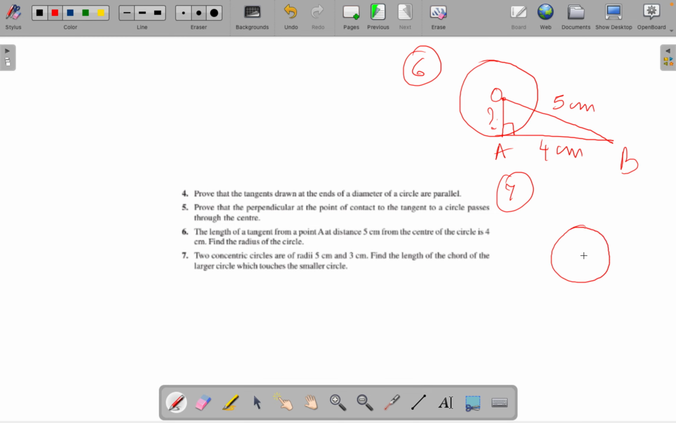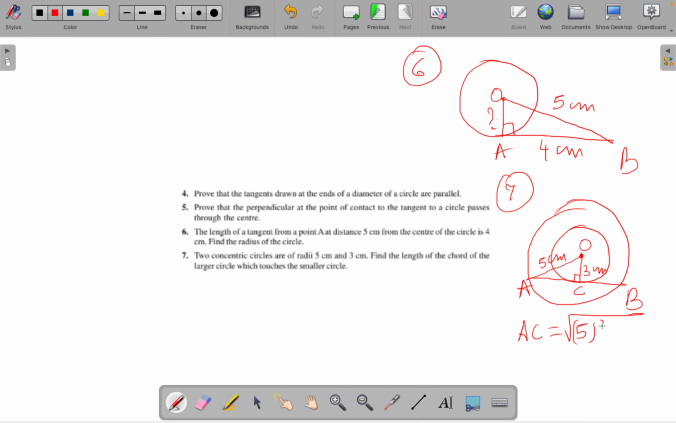Question number 7 also. टू कॉन्सेंट्रिक सर्कल्स. कॉन्सेंट्रिक सर्कल्स क्या होते हैं? ऐसे सर्कल्स जिनका सेंटर जो है वो कॉमन होता है. ऑफ रेडियाई, ऑब्वियसली बेटा एक का रेडियाई 5 है और बड़े वाले का ही 5 होगा और छोटे वाले का रेडियाई 3 सेंटीमीटर होगा. एंड वी हैव टू फाइंड द लेंथ ऑफ कॉर्ड. सपोज करो ये C है, आपको पता है अगेन यूजिंग थ्योरम 1 OC इज परपेंडिकुलर टू AB. अगेन आपका AC आ जाएगा अंडर रूट ऑफ 5 का स्क्वायर माइनस 3 का स्क्वायर, राइट चिल्ड्रन?